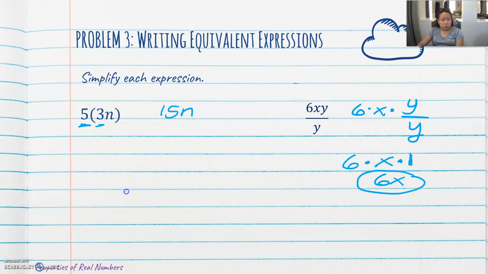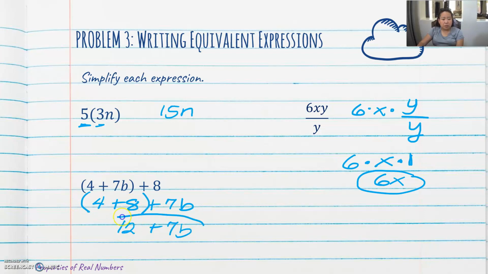So the next one will be 4 plus 7 plus 7b plus 8. So what you can do here with your properties is switch the positions of 8 and 7b. So you can rewrite this as 4 plus 8 plus 7b, all right? And you can group this together for the associative property, and this is now going to be 12 plus 7b.